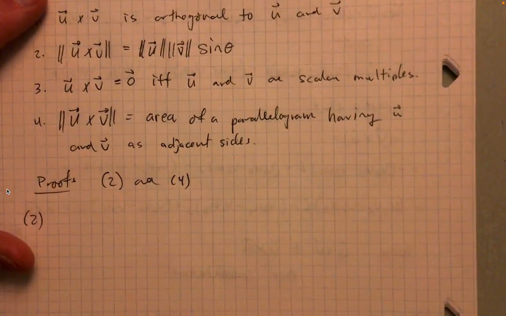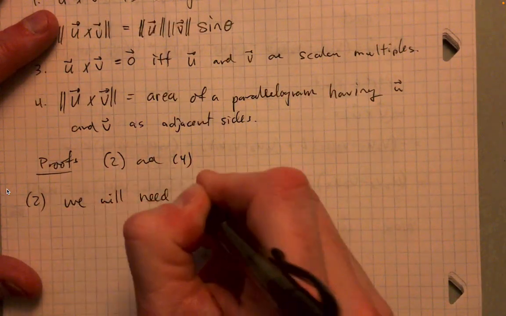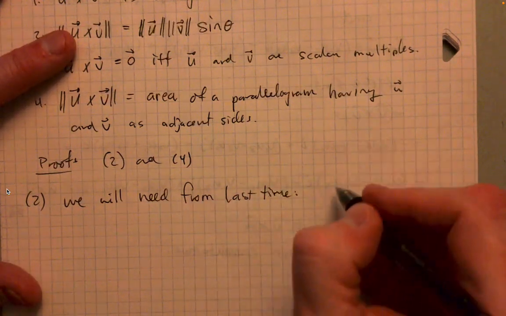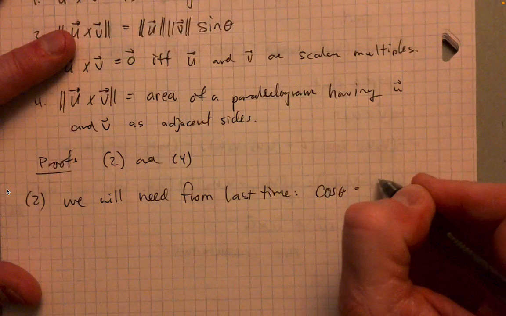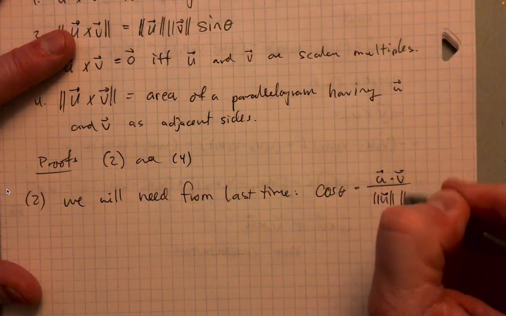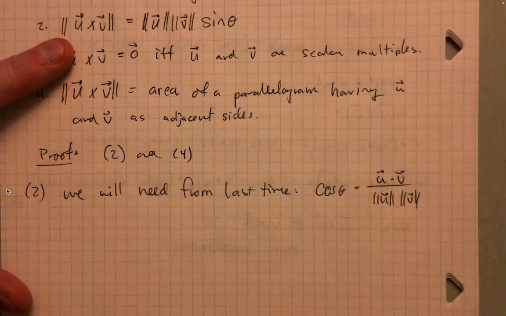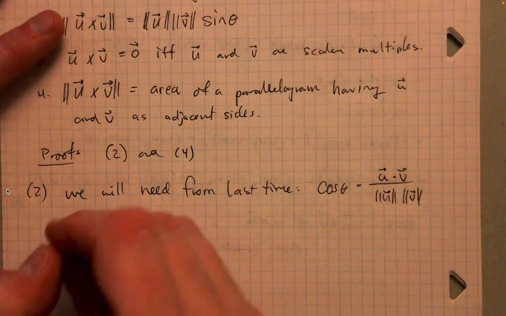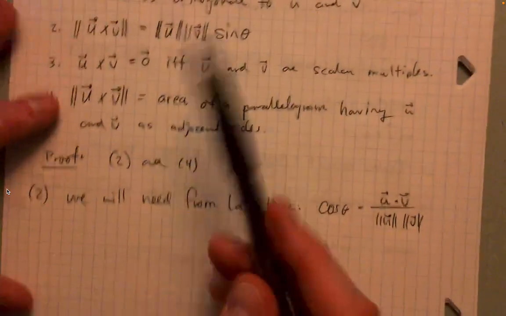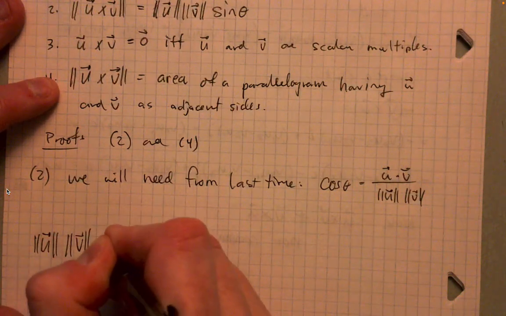Something that we'll need from last time is that the cosine of theta is equal to u dot v divided by the norm of u times the norm of v. That's something we talked about last time, and we can assume that's true for all u and v. So what we want to start with here is this side: the norm of u times the norm of v times sine of theta.